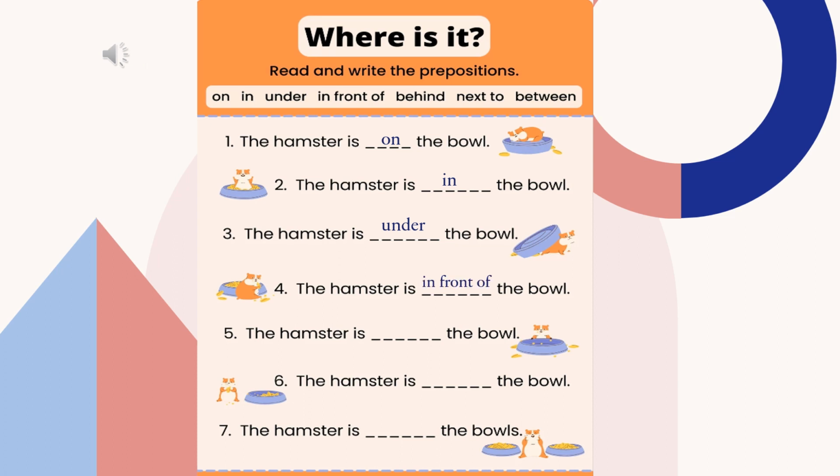So what will be the fourth answer? That's right. It will be in front of. The fifth answer is behind. So the sentence becomes, the hamster is behind the bowl. Sixth sentence, the hamster is, that's right, the hamster is next to the bowl. So the answer is next to. The last sentence, yes, here the answer is between. The hamster is between the bowls.